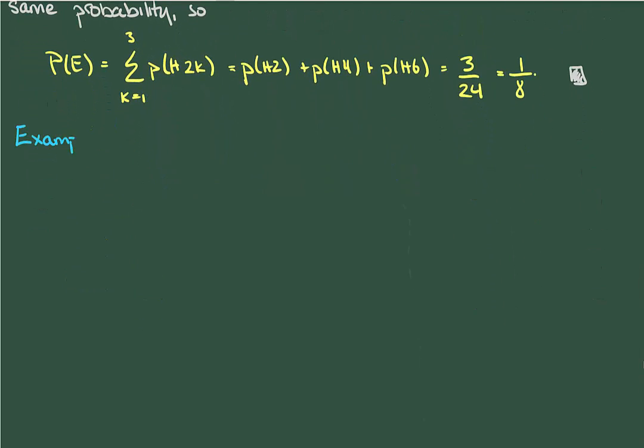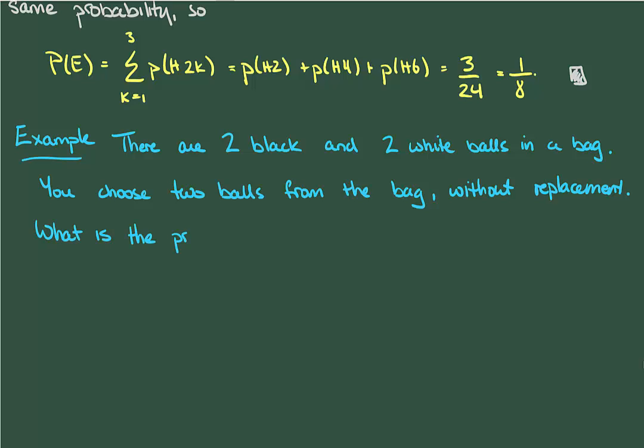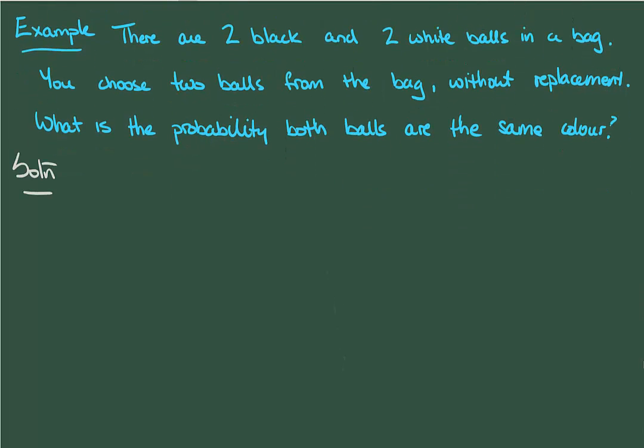Let's give an example of a non-independent experiment as well, just to clarify our definition. Let's suppose that we have 2 black and 2 white balls in a bag. I'm going to pick 2 balls from the bag without any replacement. What's the probability that I pick 2 balls of the exact same color? Let's think of each draw as its own experiment.